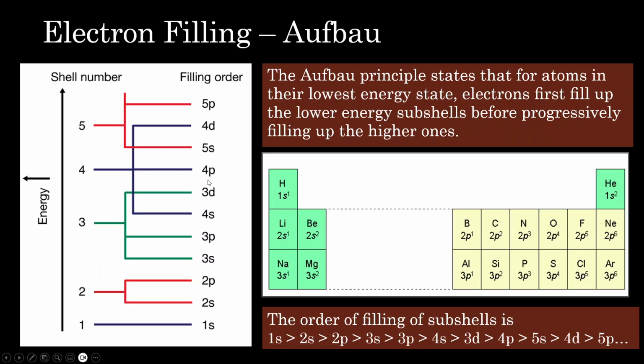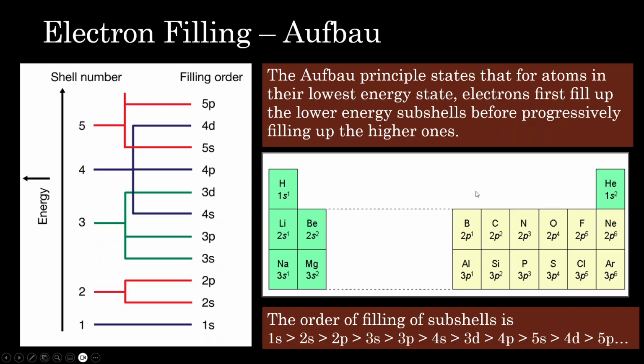So the Aufbau principle is just the filling up. That's what it is in German. The Aufbau principle states that for atoms in their lowest energy states, electrons have to fill up down here first in the lower energy subshells before progressively filling up the higher ones. And the pattern goes like this: there's 1s, then 2s, then 2p, 3s, 3p, then you can see there's 4s.